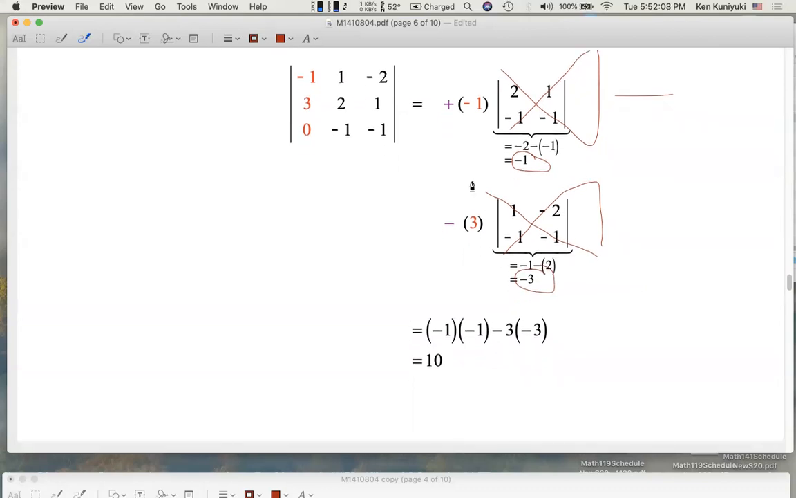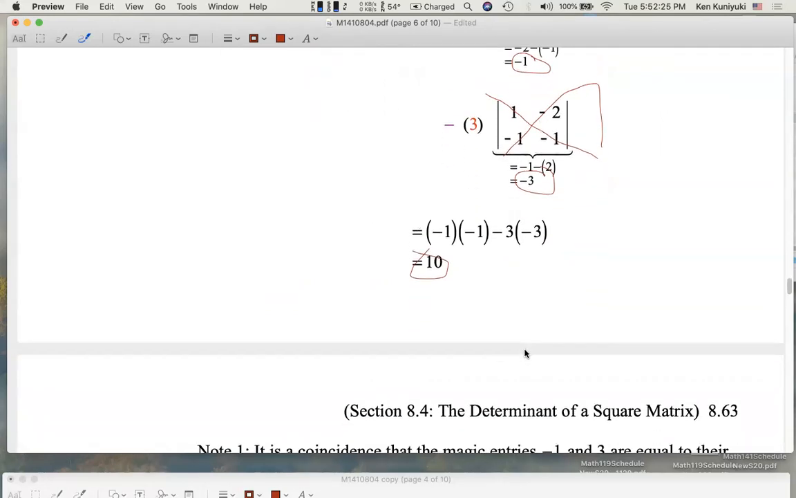All right, let's bring it all together. -1 times -1 minus 3 times -3. And by the way, the fact that these numbers look a lot alike, it's a coincidence. It's not always like this. But the answer is 10. 1 plus 9 is 10. The same as before, of course.